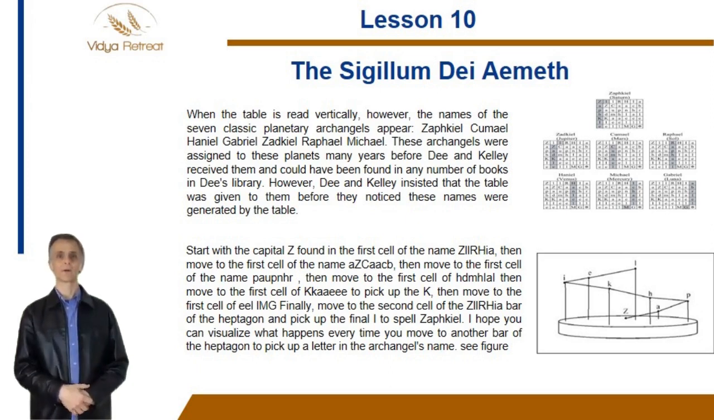Start with the capital Z found in the first cell of the name Zlllor higher, then move to the first cell of the name Azekok, then move to the first cell of the name Popper, then move to the first cell of HDMHII, then move to the first cell of KKI to pick up the K, then move to the first cell of ELMG. Finally, move to the second cell of the Zlllor higher bar of the heptagram and pick up the final L to spell Zafkiel.